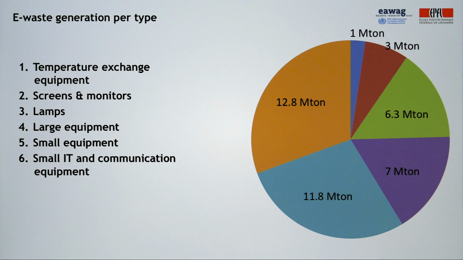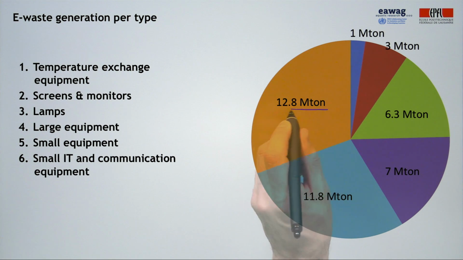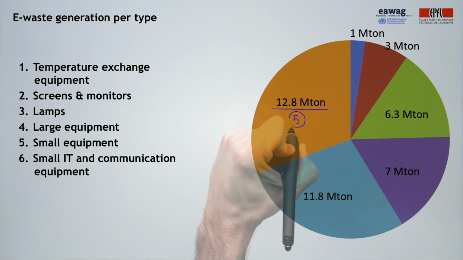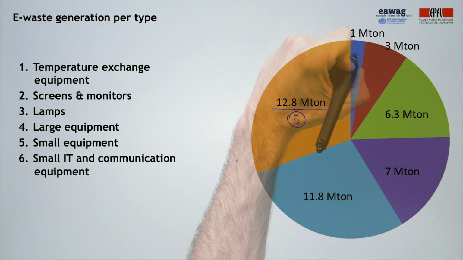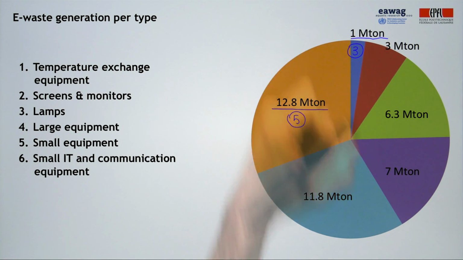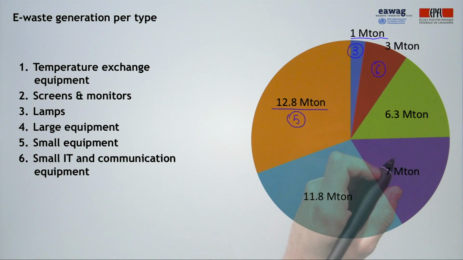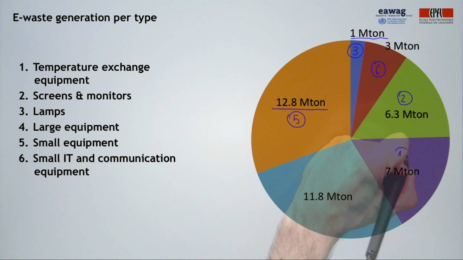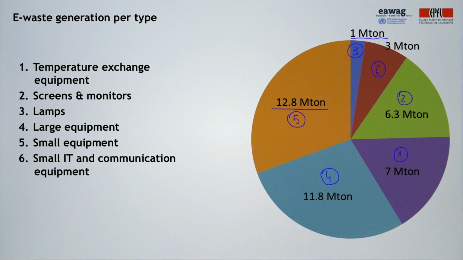So now, I would like to ask you to match the generated amounts per year per e-waste type. Can you guess which of the e-waste types amounts to 12.8 million tons per year? Or which one amounts to 1 million tons per year? Let me help you a bit on this. 12.8 million tons of small equipment are generated per year, whereas 1 million tons of lamps are generated per year. The other e-waste types correspond to the amounts as shown with the numbers.